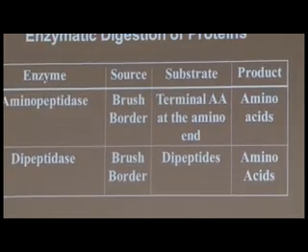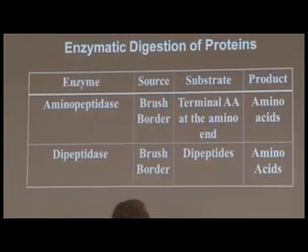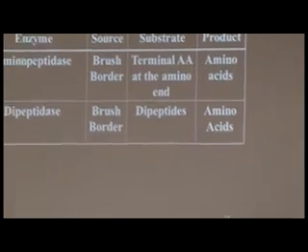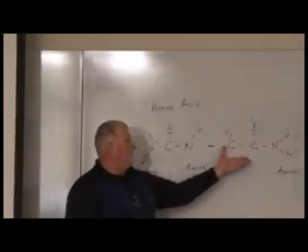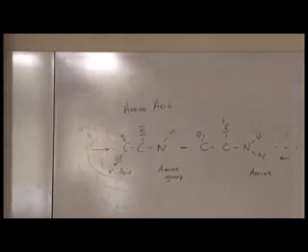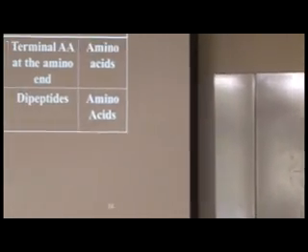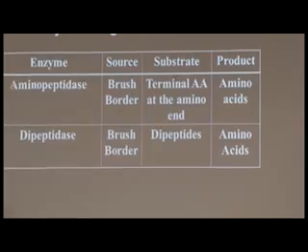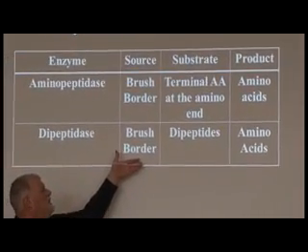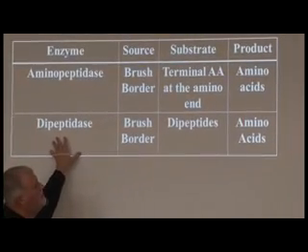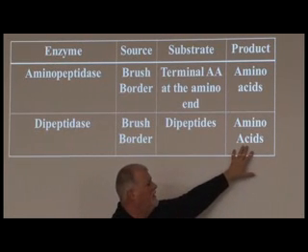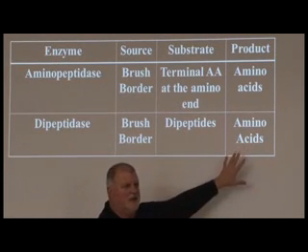And then we end up with a lot of dipeptides, which is what I drew up here, which are two amino acids held together. So we actually end up with an enzyme that can digest dipeptides, which is dipeptidase. And it is, again, a brush border enzyme, so it's not going to have a precursor form, and it's going to end up with the production of individual amino acids.